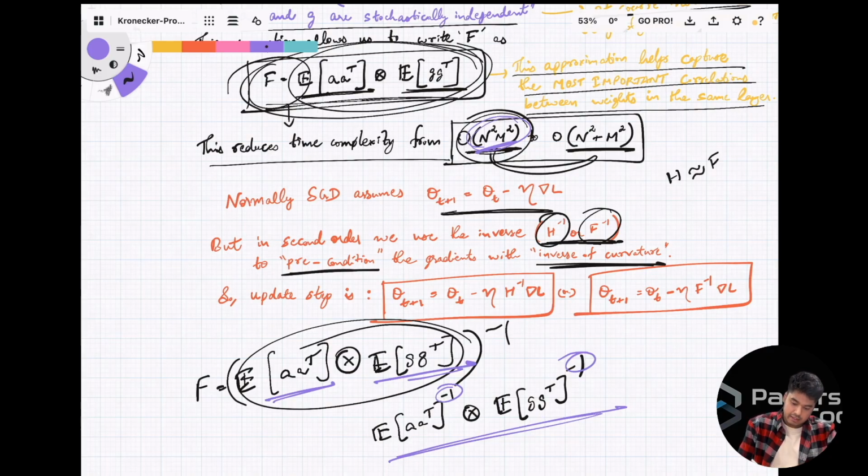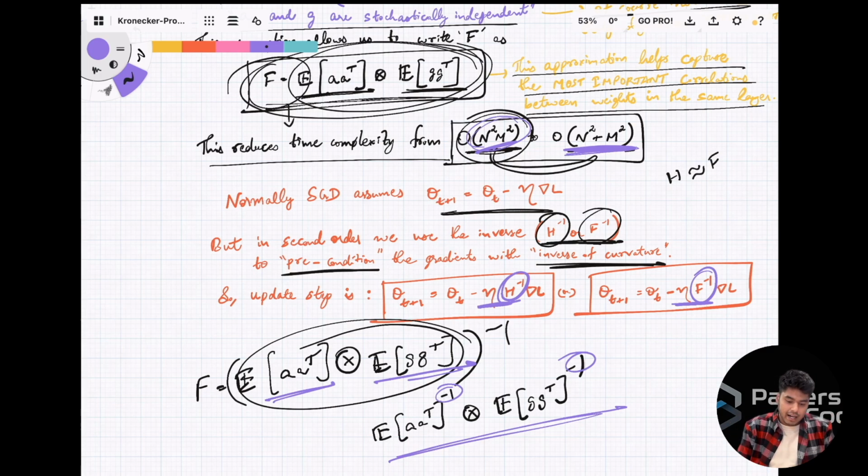This helps us bring it down to n square plus m square because you're doing the inverts individually, right? You're not inverting the whole thing. You're inverting the broken down versions of it. So this helps bring down the time complexity. And the way we use H, again, I've discussed this in the previous video, is by multiplying the H inverse with your learning rate. And this scales down the learning rate accordingly, right? If you need bigger steps, it'll do that. If you need smaller steps, it'll do that.